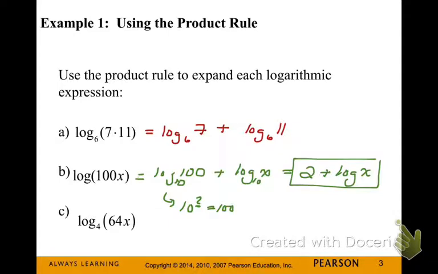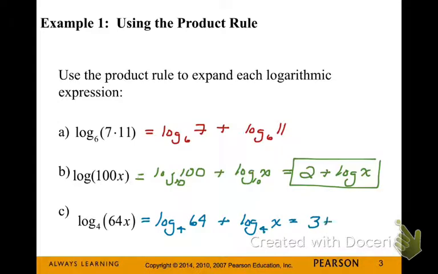Let's try the next one. Notice we have a product on the inside, so this is going to become log base 4 of 64 plus log base 4 of x. But since this is log base 4 of 64, we need to see if we can evaluate that like we did before. This is the same thing as saying 4 to what power is 64? Well, 4 to the third power is 64, so we can simplify that entire thing to 3. We carry that over and we get 3 plus log base 4 of x. Notice again, this has been completely expanded because every term in the product has its own log or has been evaluated.